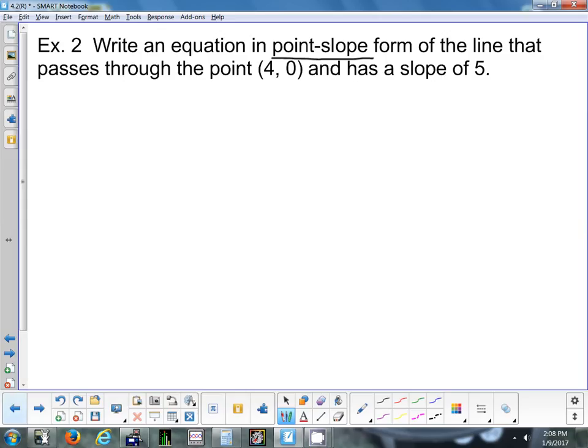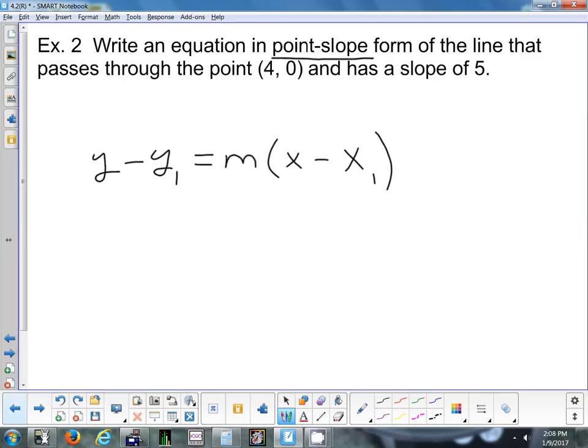All right, let's start by writing the formula. Can somebody remind me, what is the formula for point slope form? Kaden? y minus y1 equals m, parentheses, x minus x1. There we go.